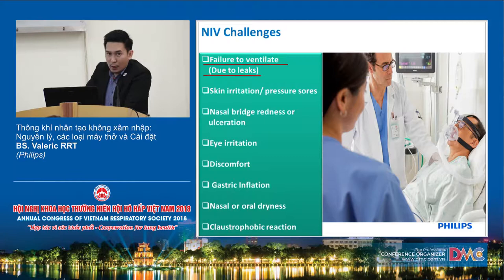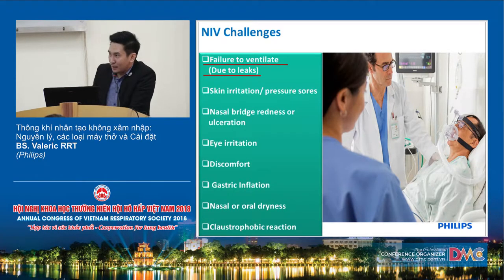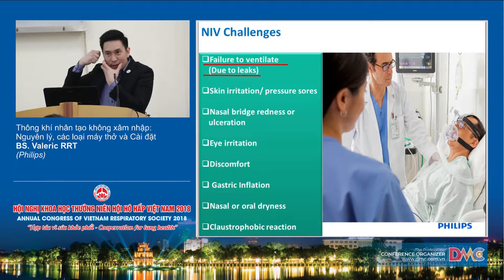Okay, so how do you deal with your patient receiving non-invasive ventilation with leaks? So how do you deal? That's correct. Yeah. So if you have leaks all over the face, what will you do during non-invasive ventilation? You tighten the strap.